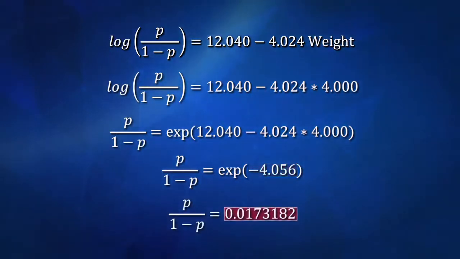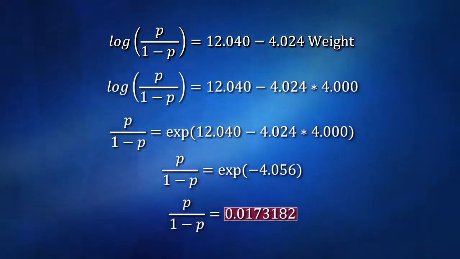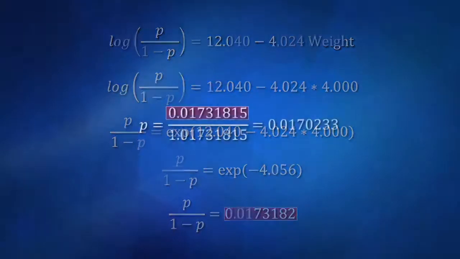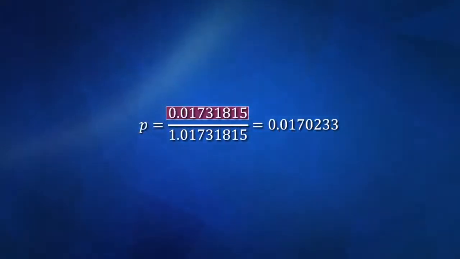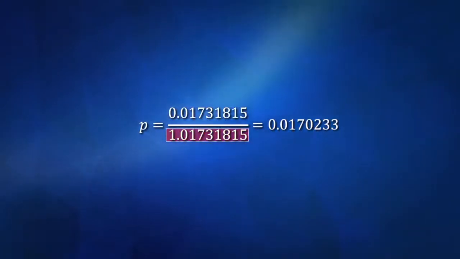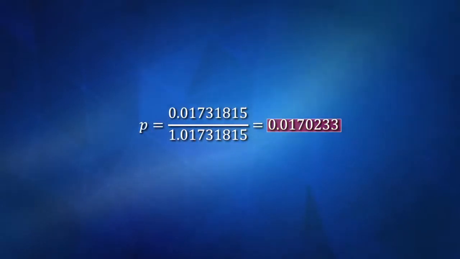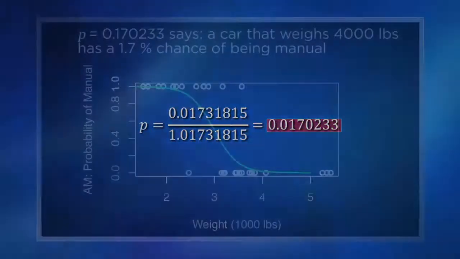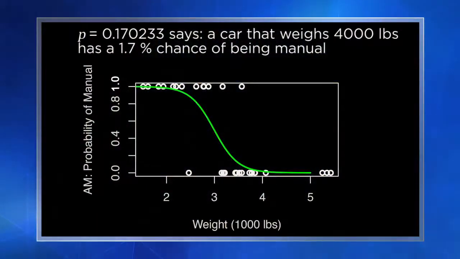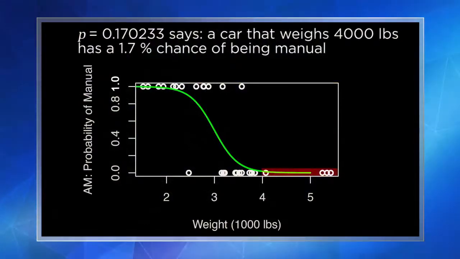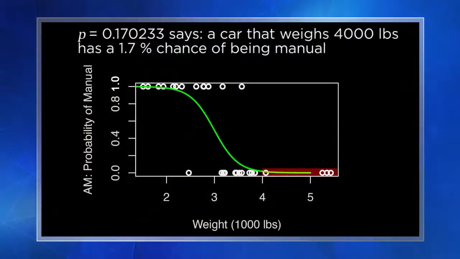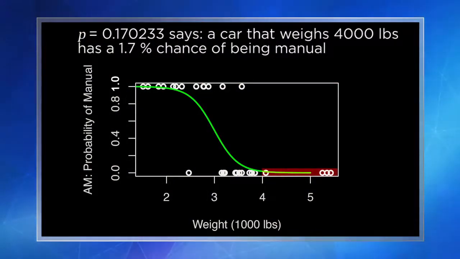So now I need to solve for that p. p over 1 minus p is equal to 0.0173. And if I solve for it, I get 0.0173 over 1.0173, to give me a probability of 0.017. So my model is going to say that a car that weighs 4,000 pounds has a 1.7% chance of being a manual transmission. And this is actually what we kind of saw in the data.